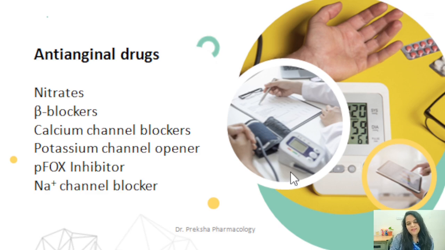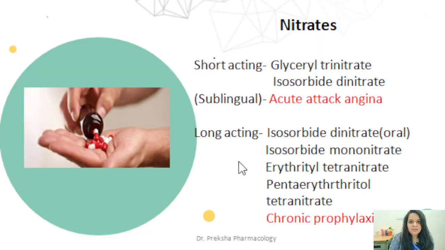Now coming to the anti-anginal drugs, these are the nitrates, beta blockers, and calcium channel blockers. These three are the primary drugs for the treatment of stable angina and variant angina. Other add-on therapy includes potassium channel openers, partial fatty acid oxidation pathway inhibitors, and sodium channel blockers. First, we will discuss the nitrates.